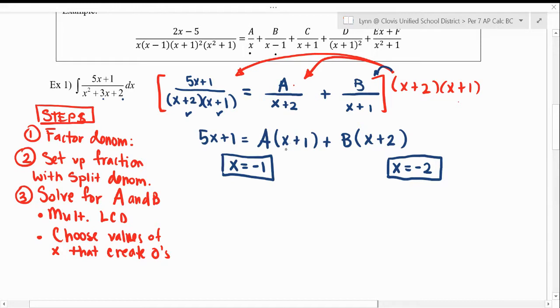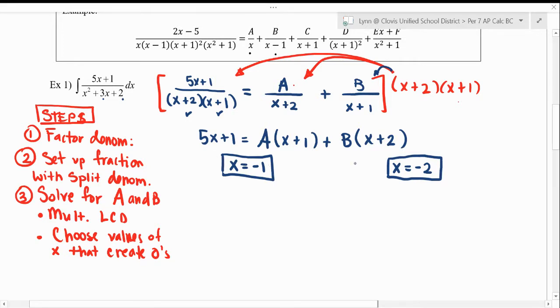So if I let x equal -1, this will turn into 0. That's why I'm going to choose it. And if I let x equal -2, that will turn into 0. That's why I'm going to choose it. But again, I didn't have to pick those numbers. I still will get the same answer. This just makes it a world of difference, that much easier to solve.